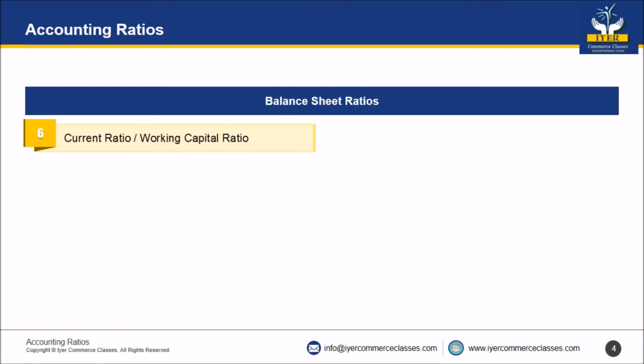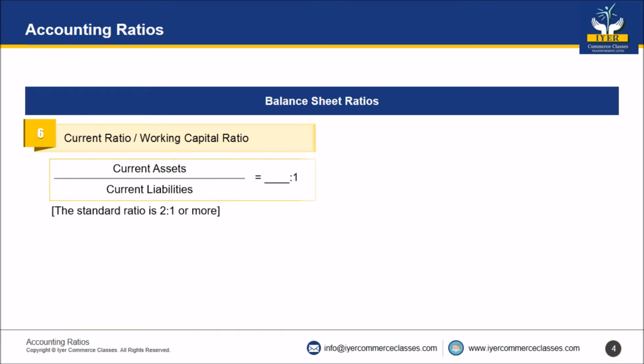First one, current ratio, also known as working capital ratio. Formula is very easy. Current assets upon current liabilities. The standard ratio is 2:1. More than that, favorable. Lower than that, unfavorable.